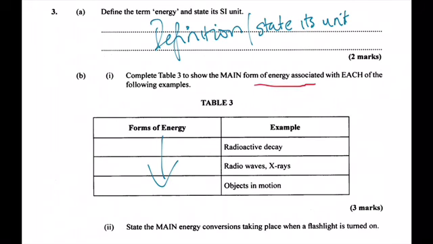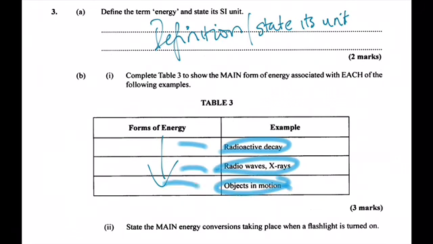Complete the main forms of energy. Okay, easy thing again. Radioactive decay, what type of energy? Radioactive energy. Radio waves, X-rays, electromagnetic energy. Objects in motion, kinetic energy. So go and check all the different types and make sure you know them.